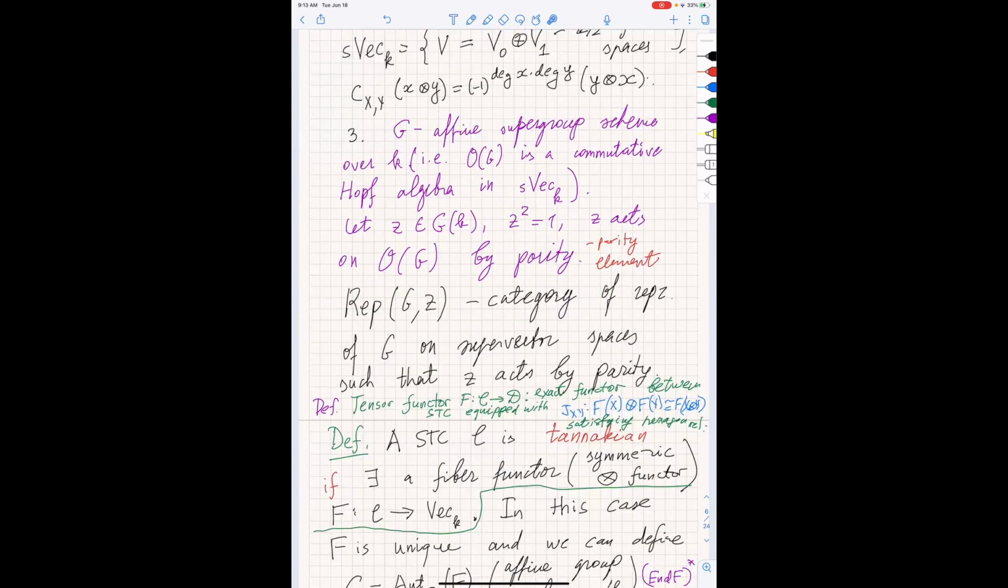So now we're going to need a notion of tensor functor between symmetric tensor categories. So what does it mean? It's basically a functor that preserves all structures. So it should be exact, which means it should preserve the additive structure, and it should preserve the tensor structure, which means it should be equipped with a tensor structure map J_XY. It's a functorial isomorphism between F(X) tensor F(Y) and F(X tensor Y), which satisfy some compatibility relation.